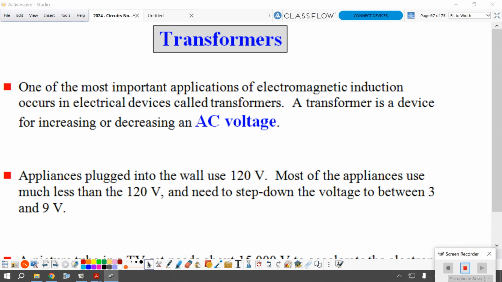So today, we are going to talk about transformers. Okay? Well, what is a transformer? One of the things that we can talk about, actually leading up to that, is something called electromagnetic induction.